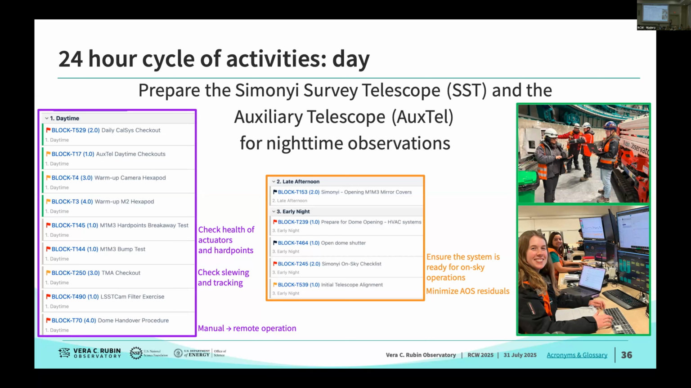And then as we proceed into late afternoon, once sunset happens, we open the dome and prepare to go on sky. So we run through what's called the Simonyi on-sky checklist. Before proceeding to any other observations for the night, we'll do an initial telescope alignment. The goal here is to minimize the active optics system residuals and hone the image quality.